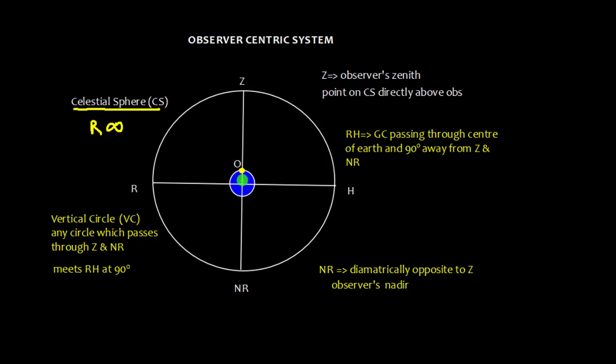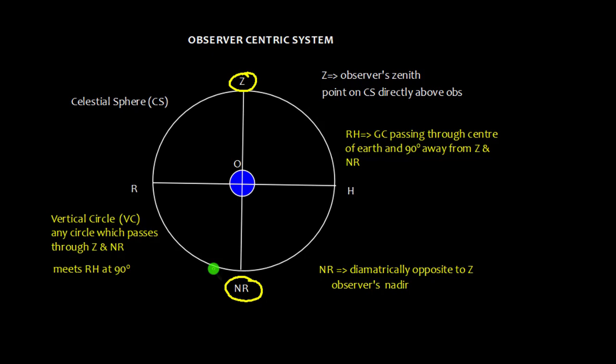So the point which is directly above the observer is called zenith of the observer, and the point which is diametrically opposite to observer's zenith is called observer's nadir. By the way, I am using the term observer's zenith and observer's nadir. It simply means that as the position of observer is changing, the position of zenith and nadir will also change. So for a particular observer, this is observer's zenith and this is observer's nadir.